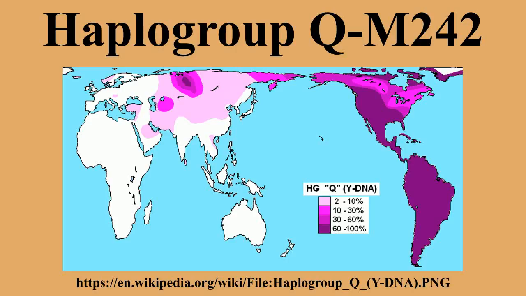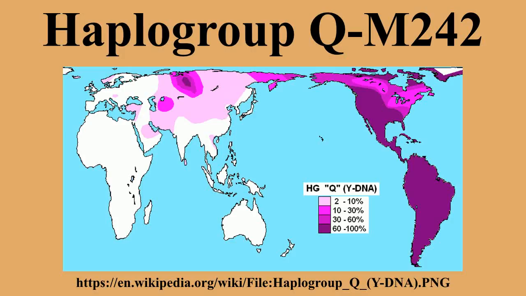Q-M242 is one of the two branches of P1-M45. Q-M242 is believed to have arisen around the Altai Mountains area, approximately 17,000 to 31,700 years ago. However, the matter remains unclear due to limited sample sizes and changing definitions of haplogroup Q.